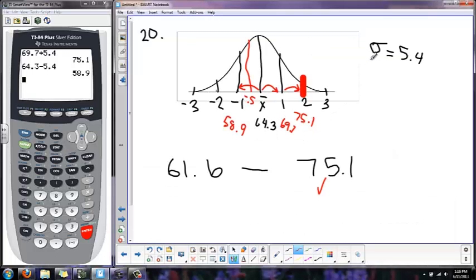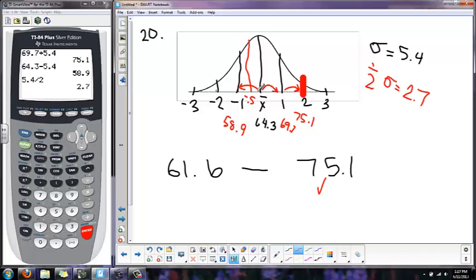So you will still be able to add up all those percentages. So how do I know how to subtract half of a standard deviation? Well, what is half of that standard deviation? Half of 5.4 should give me about 2.7. 5.4 divided by 2 is 2.7. So half of that is 2.7.